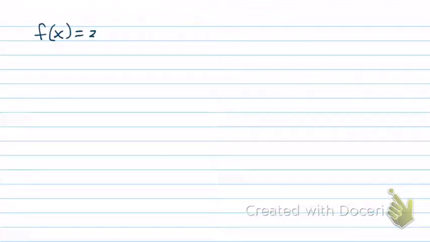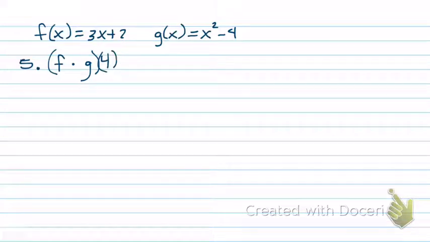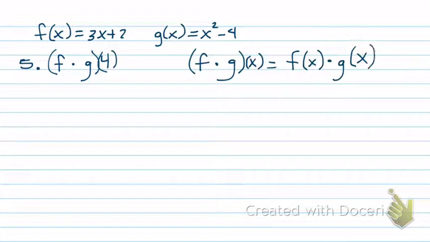Alright, so let's move on. If we have f(x) equals 3x plus 2 and g(x) equals x squared minus 4, let's do a little different problem. (f times g)(4). Now we could do this with any of the functions. We're going to do it with multiplication here. Think about what this means. We know that (f times g)(x) is f(x) times g(x). It's the function we get by multiplying our two functions. Now in this case though, we don't have (f times g)(x), we have (f times g)(4).